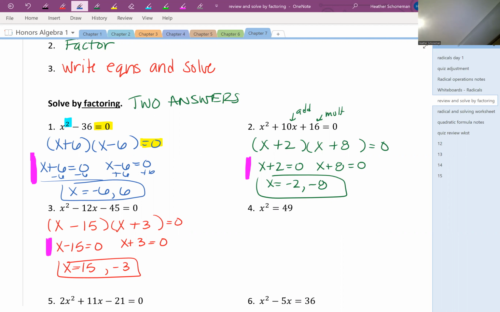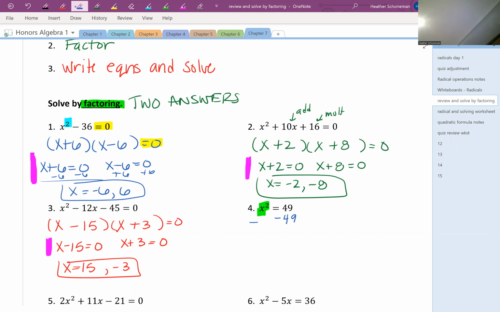Okay, now number 4, you might be tempted to take the square root of both sides. But this section says that we are solving by factoring, and taking the square root of both sides is not factoring. So we got to follow directions. Step 1, set equal to 0. Now, when we set it equal to 0, our x squared term has to remain positive. And if it doesn't remain positive, then this will not work. Okay, so it's positive now, so I'm not going to move it.